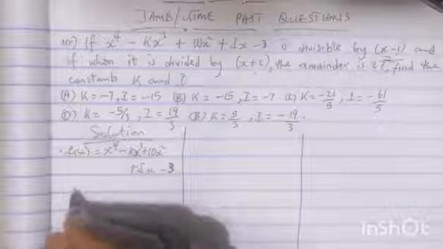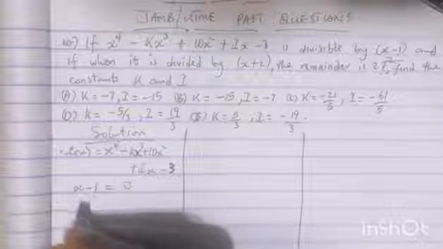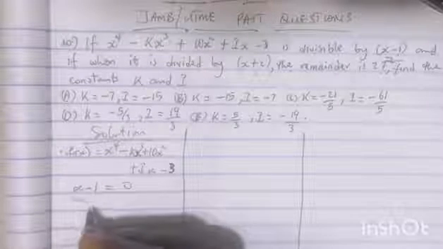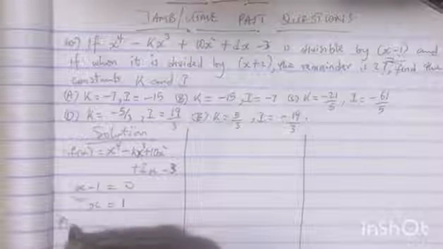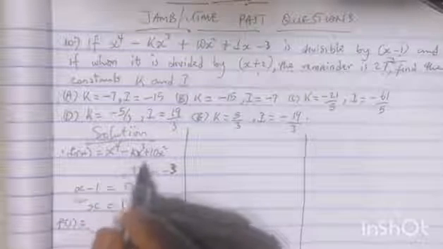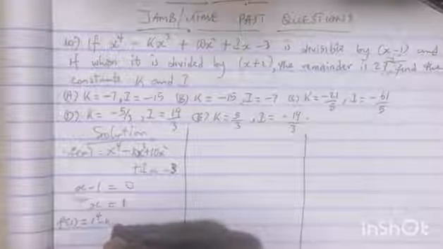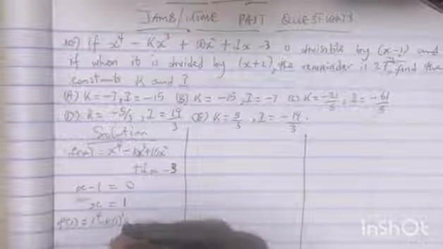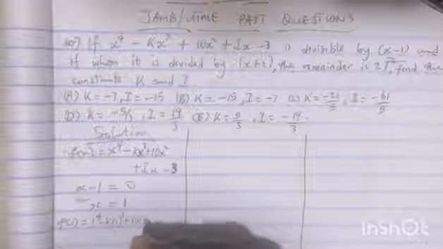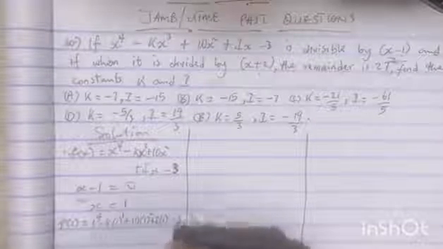So we say x minus 1, which is that expression, equals 0. We have to find the zero of this divisor. So that will be x equals 1. So we can now find f(1). So that's when x is equal to 1 in this polynomial. So when x is equal to 1, x raised to power 4 will be 1 raised to power 4 minus k times 1 raised to power 3 plus 10 times 1 squared plus l bracket 1 minus 3.